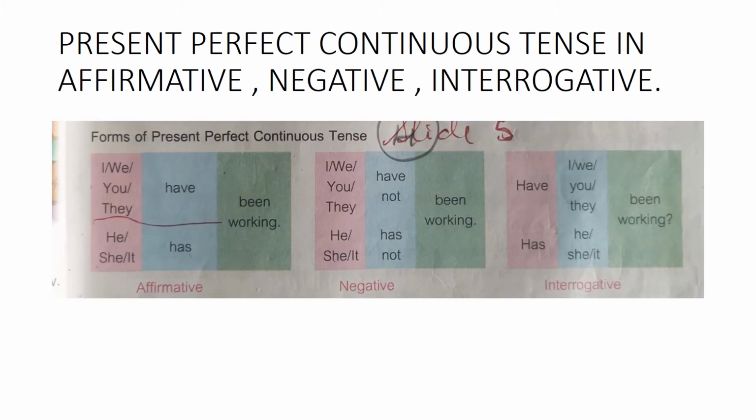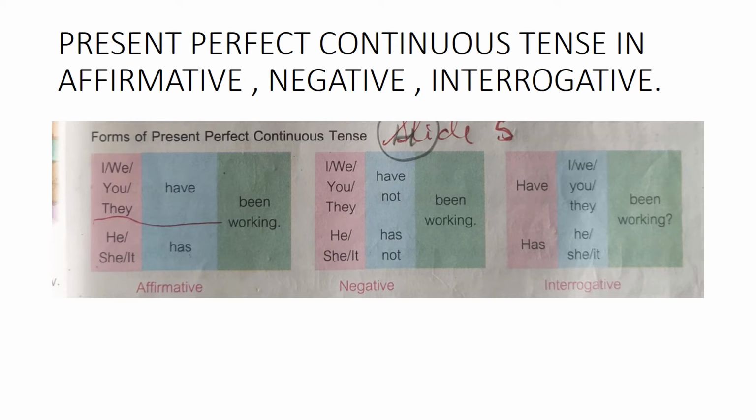Present perfect continuous tense in affirmative, negative and interrogative. Present perfect continuous tense is used to talk about an action that began in the past and is going on till the present. Students, let's make some sentences in the affirmative. 1. I have been learning Hindustani music since I was 10 years old. Second, we have been greeting the guests all morning. We want a break now.